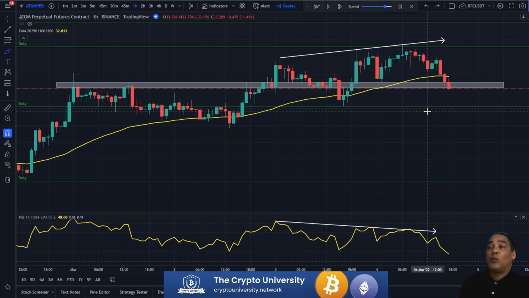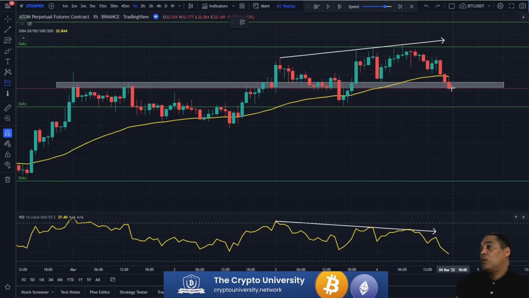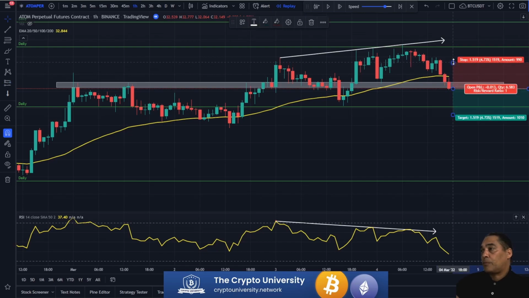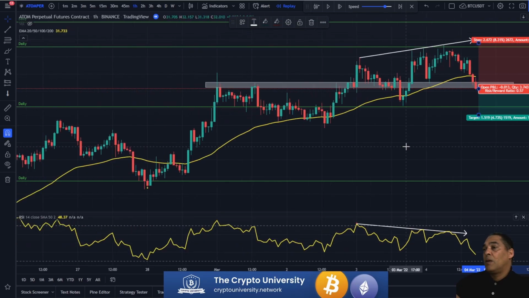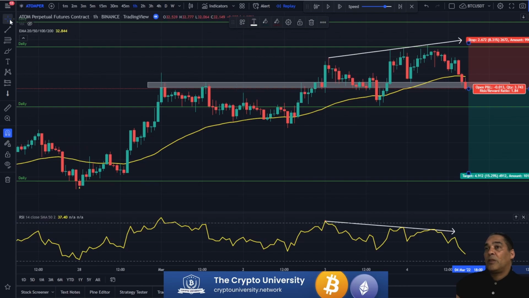But based on my rules that I had in place, based on this candle closing below my zone, that would be my entry for a short position. So if I take the short position tool, my entry would be at candle close. Stop would be above previous high. And based on this chart, I would go for about this area. I'll explain that to you now.